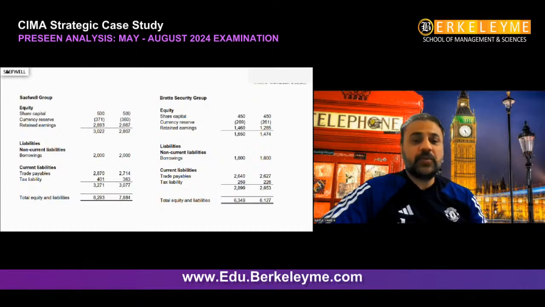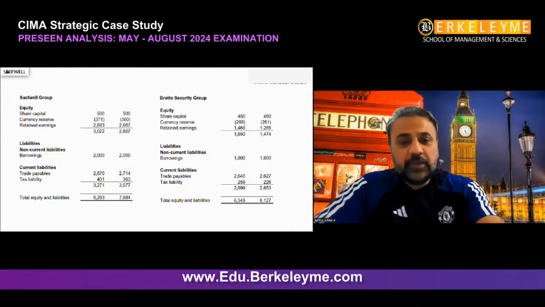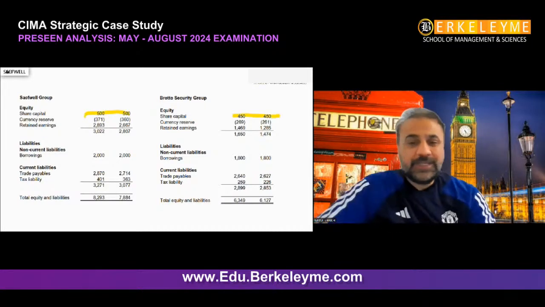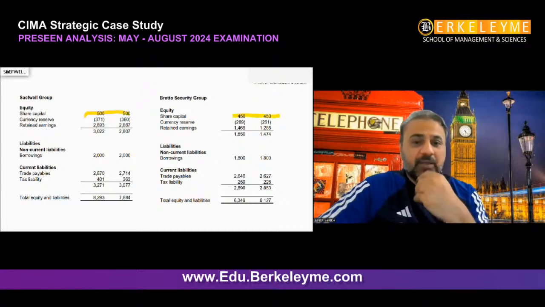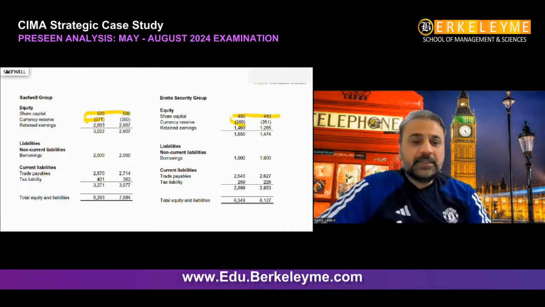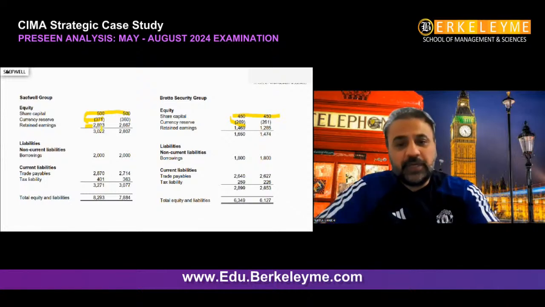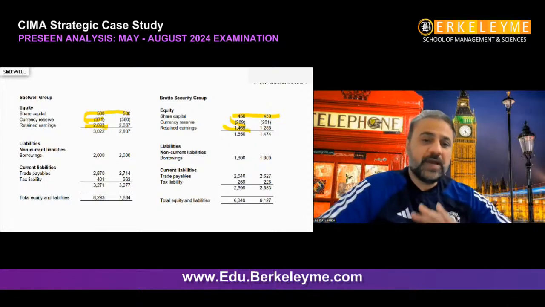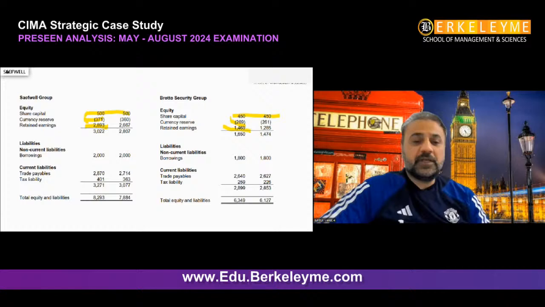Now let's see the equity side. Your equity is also more, and your competitor's equity is a little bit less. Your reserves are there, their reserves are there. And retained earnings are 2.8 versus 1.4. So you have almost double the profit of your competitor.